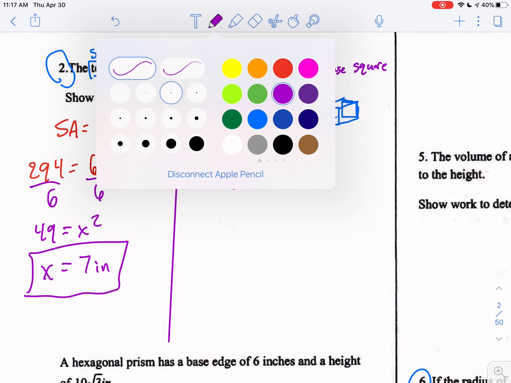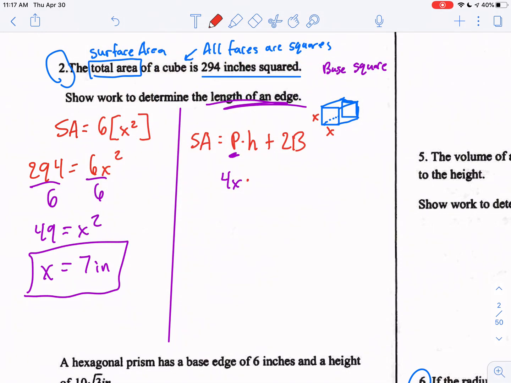I think we can agree with that. The height would just be x, right? The height is still just x, plus 2 times the base area. The base area is x squared. When you work this out, you actually will end up getting 6x squared still.